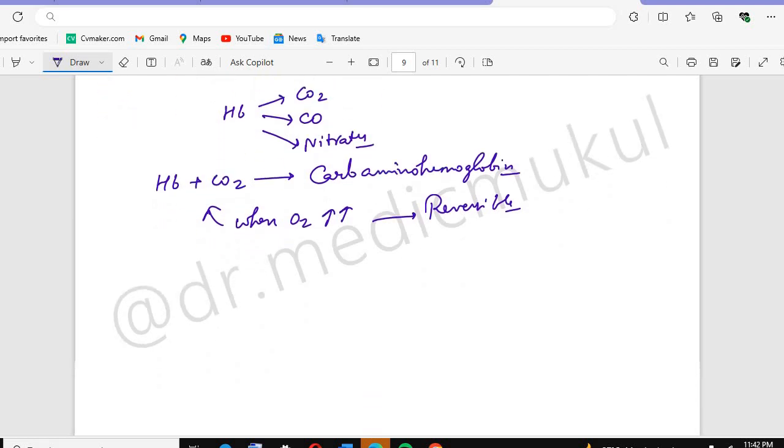But when hemoglobin combines with carbon monoxide, we call this condition carboxyhemoglobin. So carboxyhemoglobin, remember, carbon monoxide has more affinity to bind with hemoglobin than oxygen, like I think 250 times more affinity to bind with hemoglobin than oxygen.